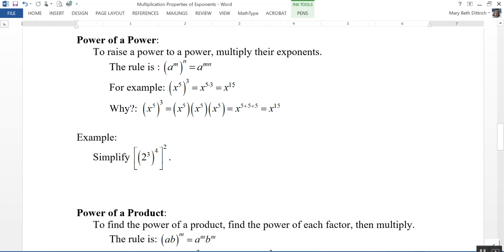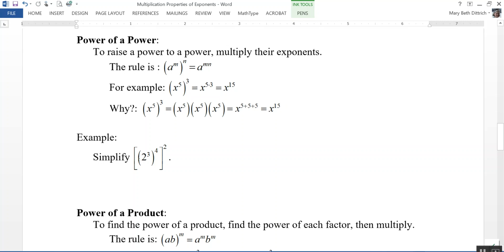Why does that work? X to the 5th to the 3rd power means x to the 5th times x to the 5th times x to the 5th, 3 of those. So if I were to use the property I did up above, the multiplication property, that would be x to the power of 5 plus 5 plus 5, which is x to the 15th.